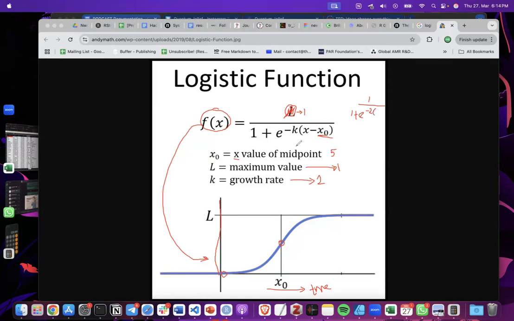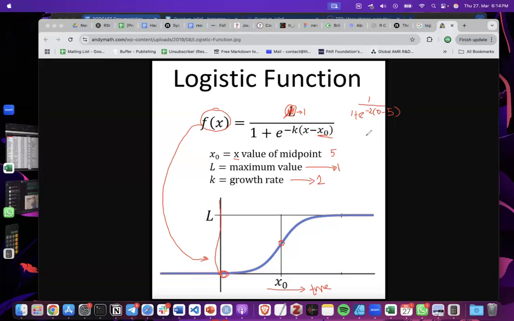But let's assume you have 1 divided by 1 plus exponential minus K, and in our case K is equal to 2, so minus 2 into brackets. So we are starting with X equals to 0. Remember, we are starting with X equals 0 minus X naught. Our X naught in this case is, we said 5. Minus 5. And then you close brackets.